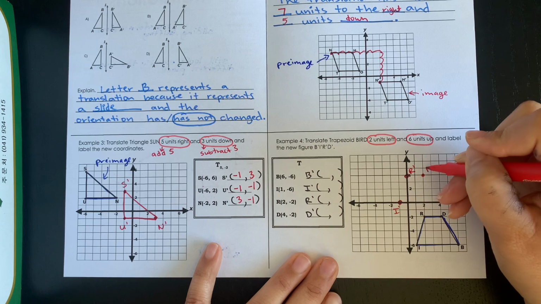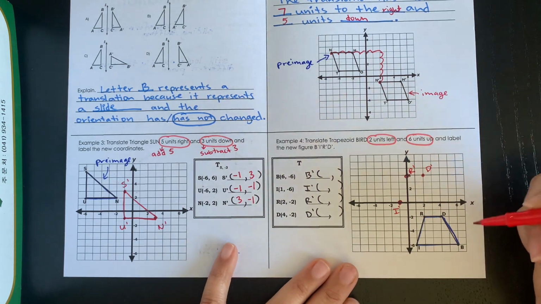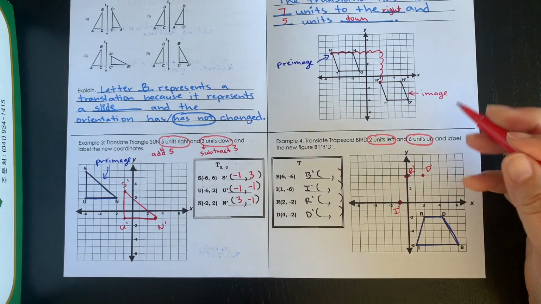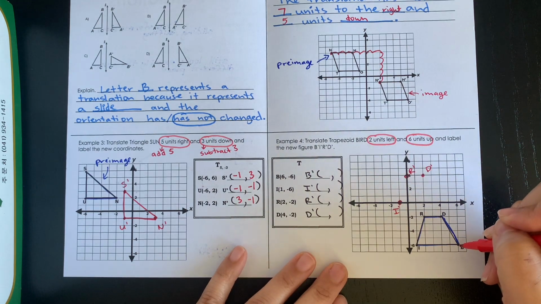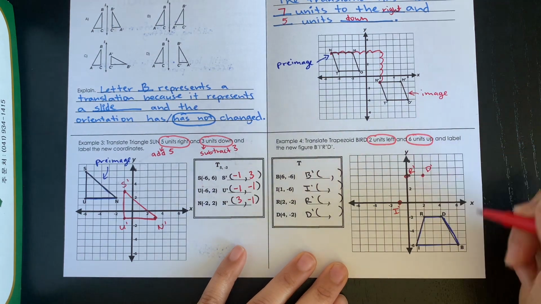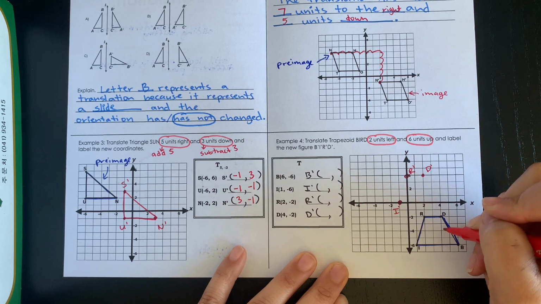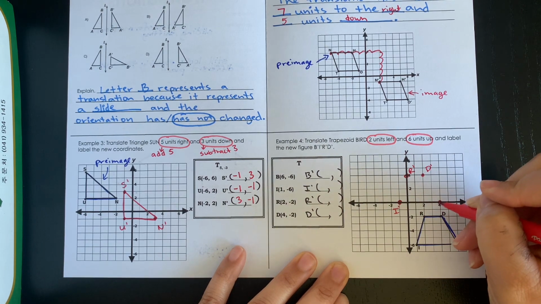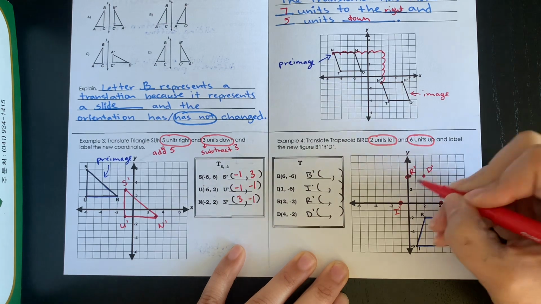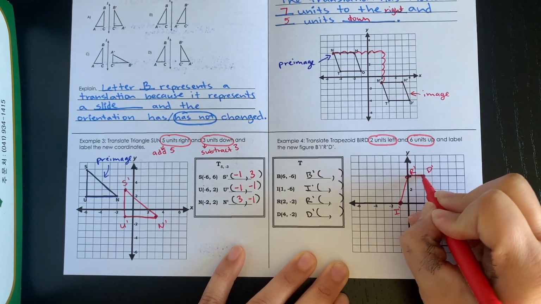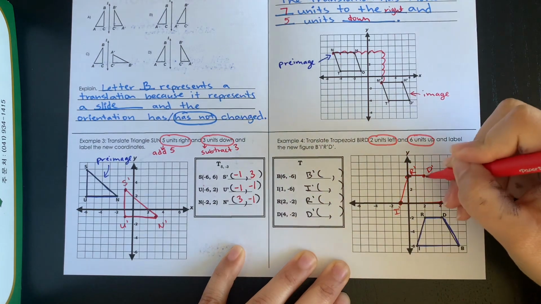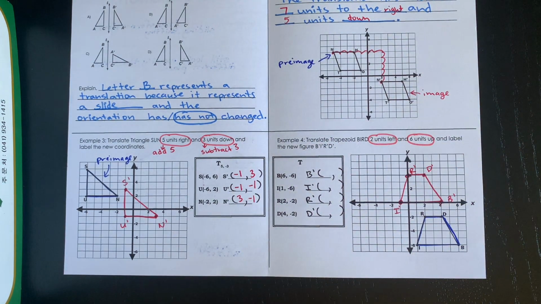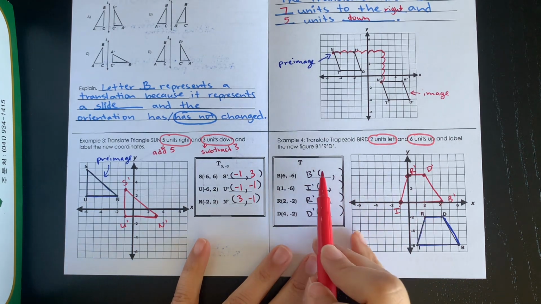Again, I know I have this correct if, when I'm done, this looks like a trapezoid, same size, same shape, same orientation. It's just moved over 2 units to the left and 6 up. 1, 2, 1, 2, 3, 4, 5, 6. That would be B prime. I'll go ahead and connect those vertices. And to me, visually, that looks like it's the same trapezoid, same size, same shape. Nothing has been turned or twisted. It's just slid over.